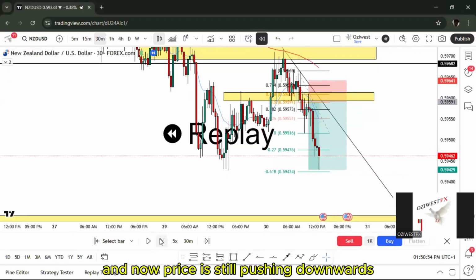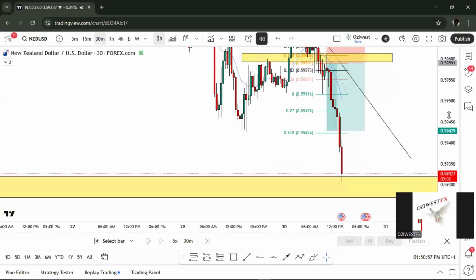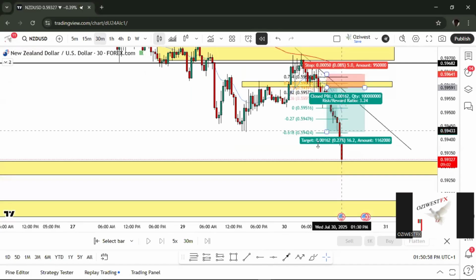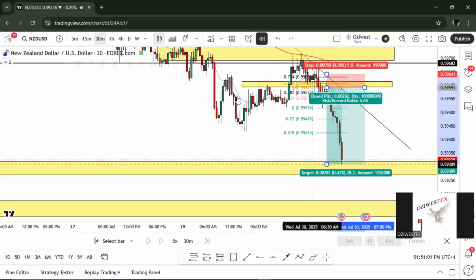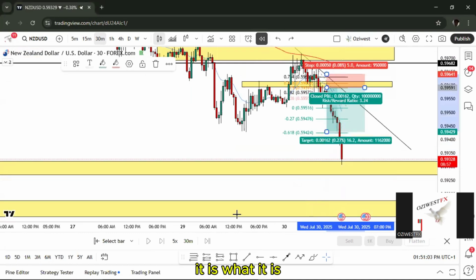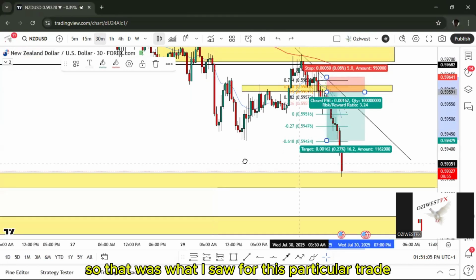And now price is still pushing downwards. It's crazy. It is what it is. So that was what I saw for this particular trade.